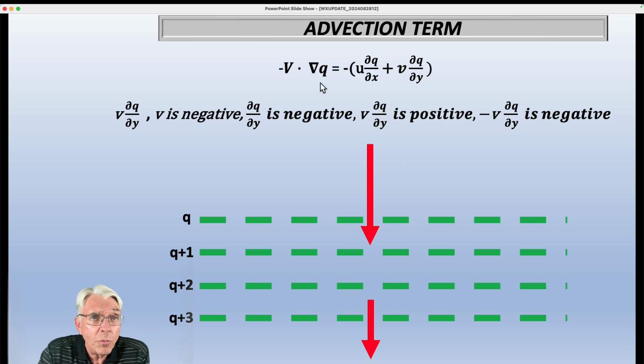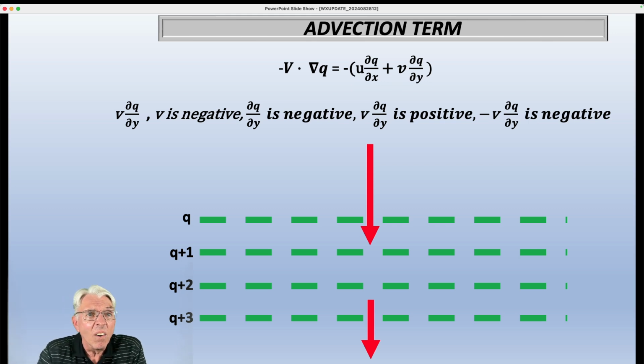So we're going to start off with the minus V dot del q, the advection of moisture. Now, if the wind is coming straight from the north, there is no U component of the wind. There's nothing blowing from west to east, not even a little bit. So you can take that term out of the equation altogether. This U dq dx is gone. Forget about it. Over here, we have V times dq dy.